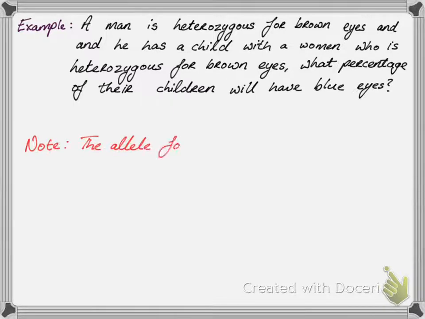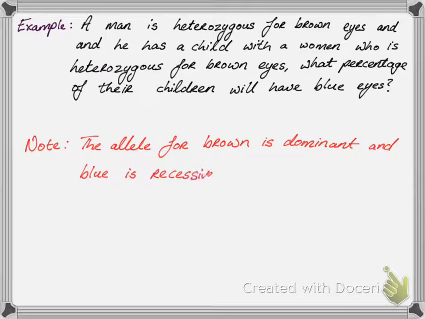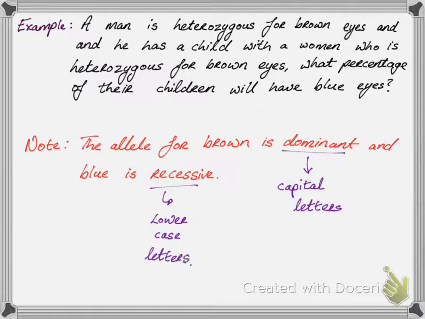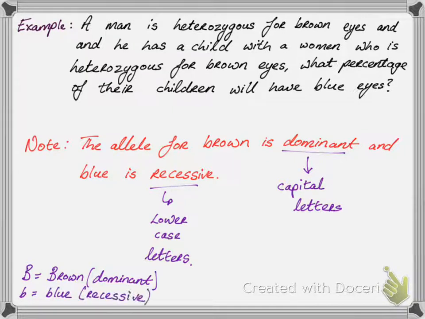So, important things to note. The allele for brown eyes is dominant and blue is recessive. So dominant should be done in capital letters, whereas recessive should be done in lowercase letters. To express this allele, we'll use a capital B, which is for brown, which means that it's dominant. We'll also use the lowercase b, which is for blue, which means that it's recessive.